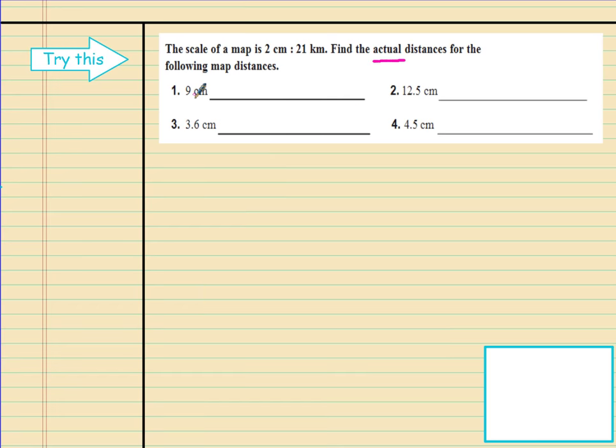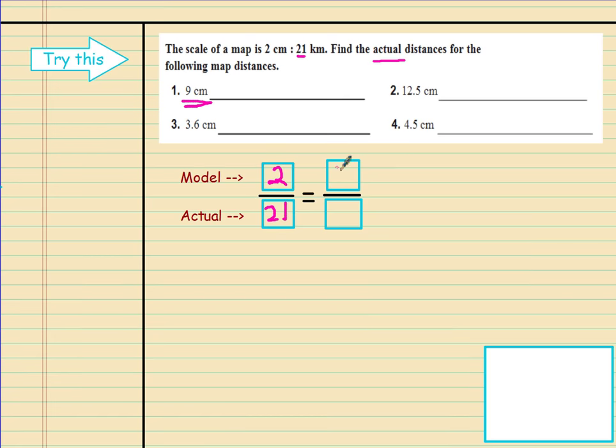So number 1, 9 centimeters is the map distance. So again, we start with this. The first ratio, we're going to put the scale. 2 centimeters is to 21 kilometers. And we know that the map distance is 9. So 9 is going to go with the model, the map. Now we don't know the actual, so we have this proportion set up. Now we just cross multiply because it's a proportion.